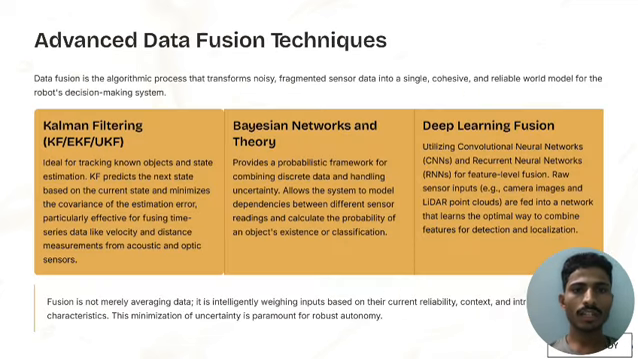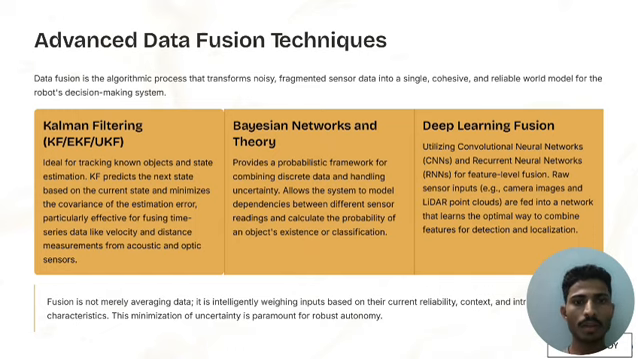And then advanced data fusion techniques. Data fusion is the algorithmic process that transforms noisy, fragmented sensor data into a single cohesive and reliable world model for the robot's decision making system. First, Kalman filtering, ideal for tracking moving objects and state estimation. The KF predicts the next state based on the current state and minimizes the covariance of the estimation error, particularly effective for fusing time series data like velocity and distance measurements from the acoustic and optic sensors.